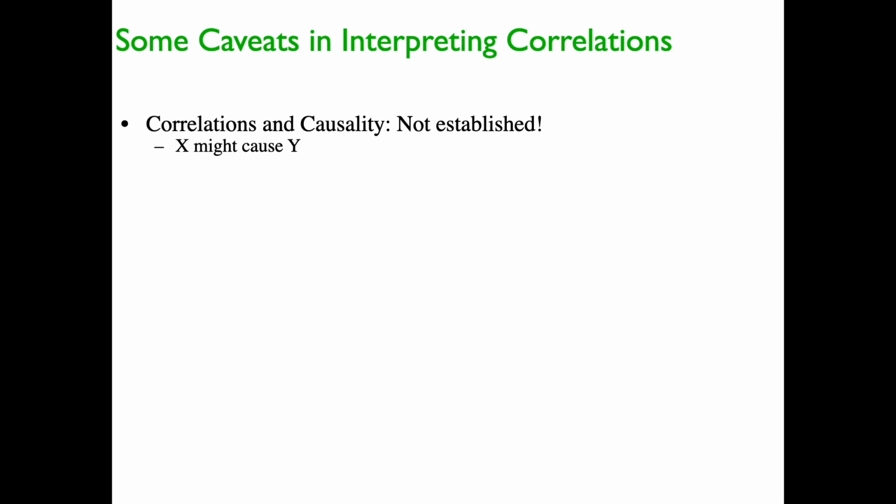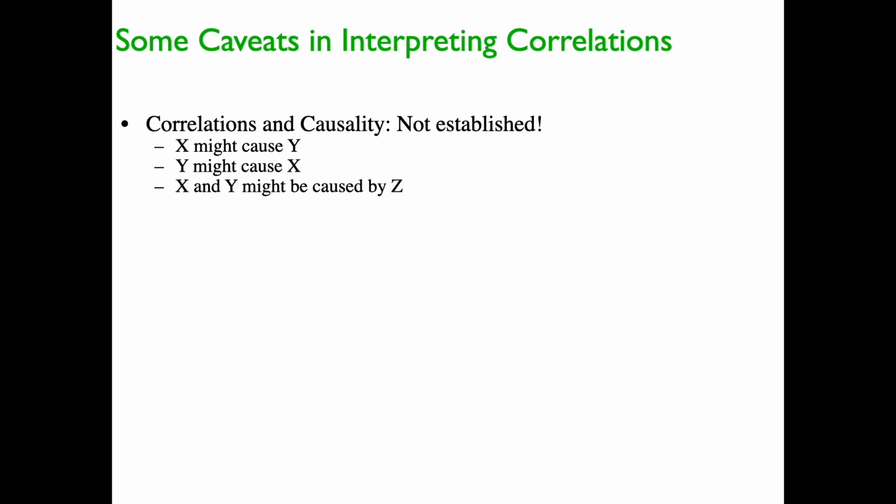X might be causing Y, that's true. That could be the reason why you find a relationship between X and Y, that X is the cause of Y. But the other problem is that it also could be that Y is causing X. So in fact, we don't know which way is the effect. We just know that the 2 of them are highly related. And there's also another possibility. It could be that X and Y are both caused by something else, like Z.